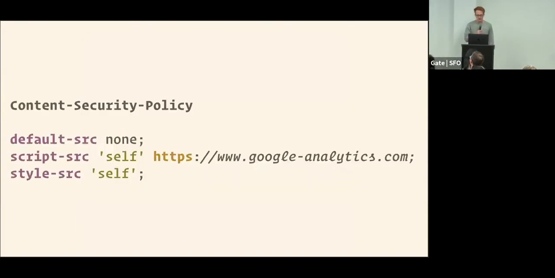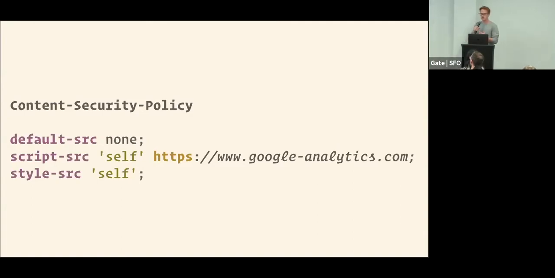This is what one of them looks like. It's a header. It's on version 3 now. It's updated since 2012. And you create an allow list. So by default, nothing runs. And then we can override that and say scripts can run as long as they're hosted by this same domain. And also Google Analytics can run their script, and only we can run styles on this page. Huge step forward in blocking XSS.